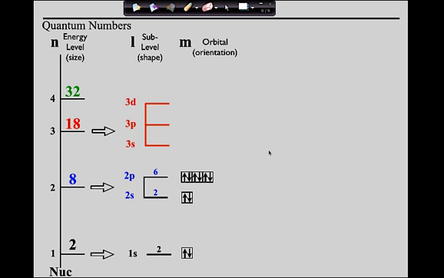So here we go. How many electrons do we know go in the S? 2. How many electrons do we know go in the P? 6. How many electrons must then be in the D? Oh boy, 18 minus 6 is 10. Do you see it? 18 minus 2 minus 6 is 10. 10 plus 6 plus 2 is 18.